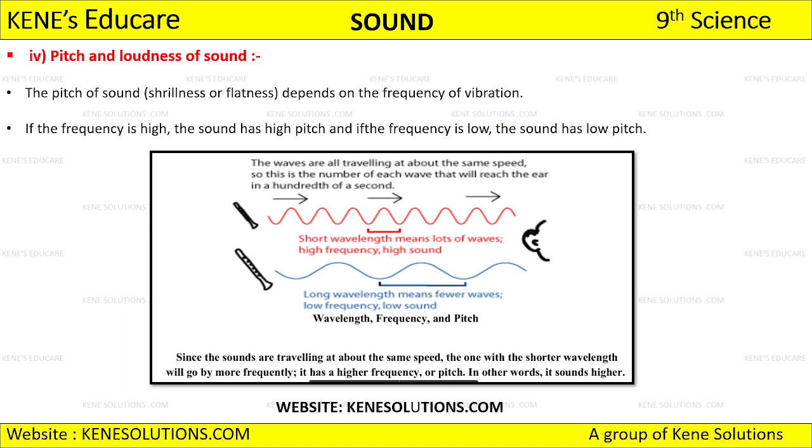Then after that we have this structure which has been given. See, short wavelength means lots of waves, high frequency and high sound. Long wavelength means fewer waves, low frequency and low sound. If you can see, the waves are all traveling at about the same speed. So this is the number of each wave that will reach the ear in a hundredth of a second. I want you all to write this in your book and keep it.